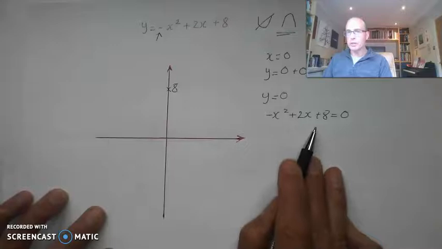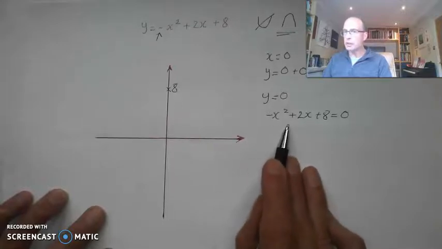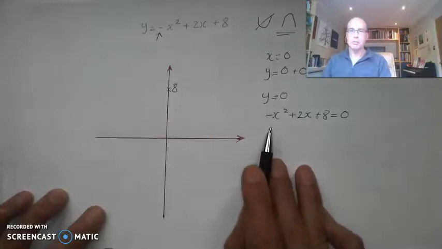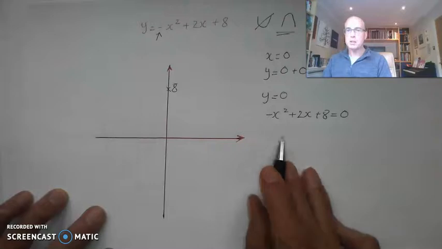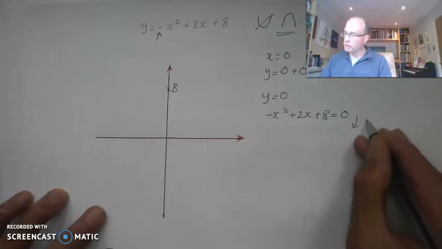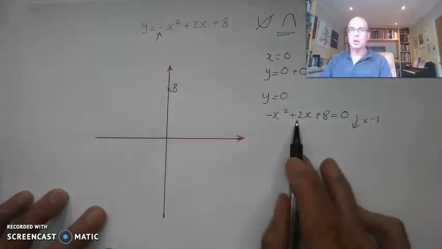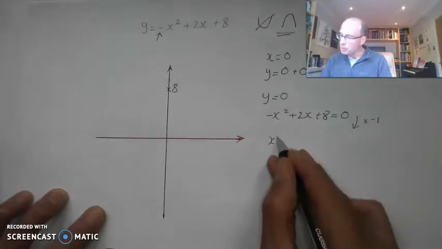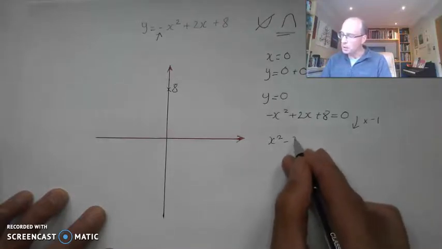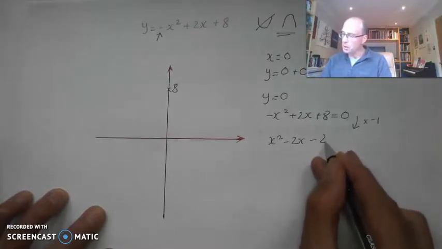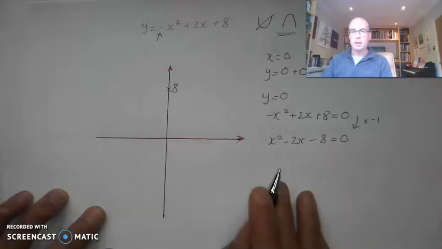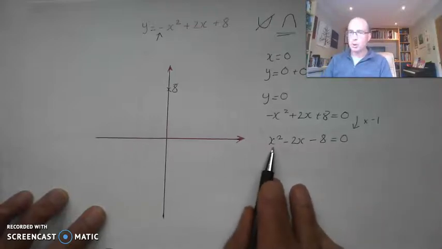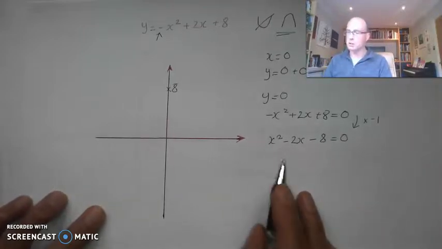I could try and factorise this. That negative sign in front of the x squared makes things much more difficult. You're much more likely to make a mistake. It's better to, for a first step, multiply both sides of your equation by negative 1. What would that give me? So it will give me positive x squared minus 2x minus 8 is equal to 0. Now I've got this positive x squared in here, it's going to be much easier to factorise.